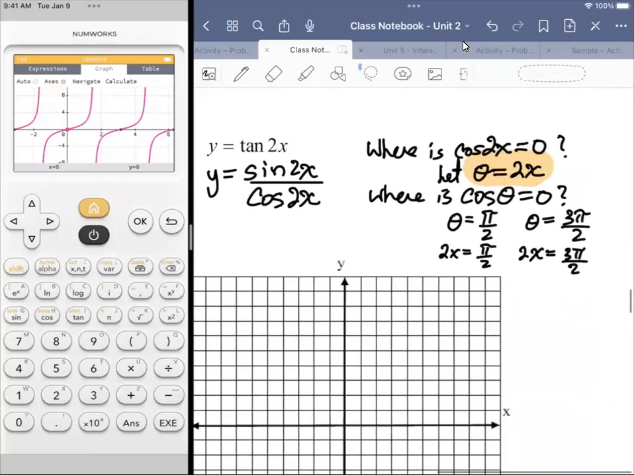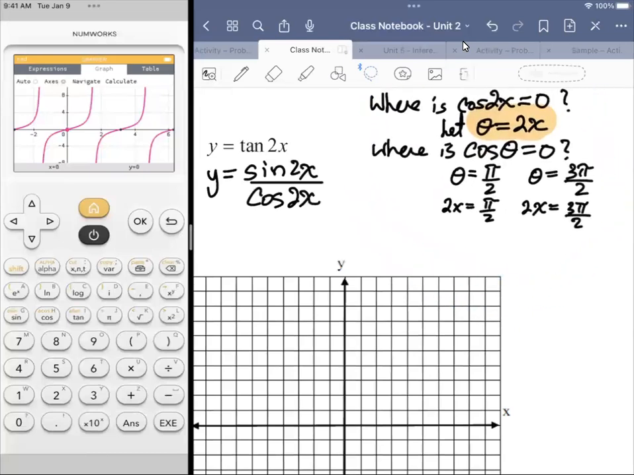All right, so it's kind of like a little clever workaround so that you don't have to create the entire graph of a cosine function just to see where it crosses the x-axis. All right, when I solve, I get x equal to pi over 4, and x is equal to 3 pi over 4. So a little bit of extra work, but nothing too crazy.